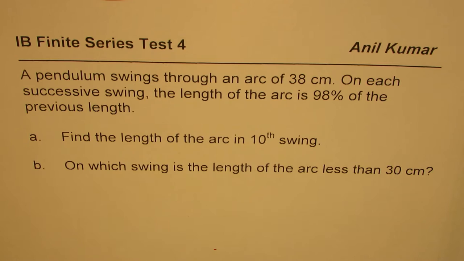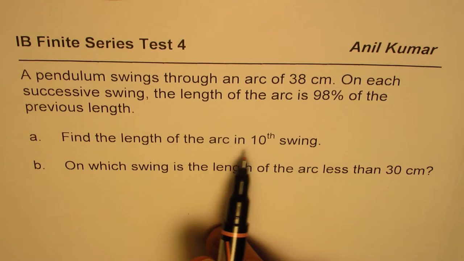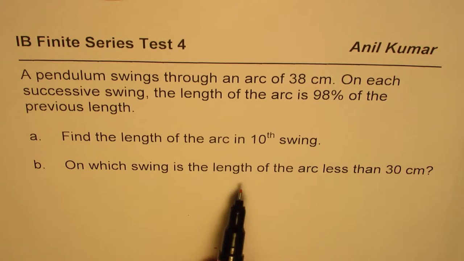The question is, a pendulum swings through an arc of 38 centimeters. On each successive swing, the length of the arc is 98% of the previous length. Find the length of the arc in 10th swing, and part B is, on which swing is the length of the arc less than 30 centimeters? We also have a related question where we'll do part C and D to find the distance traveled along the path. Okay, so let's begin to answer these ones.